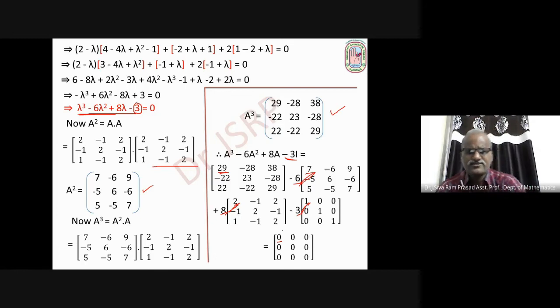Like that you have to get all entries 0. Then only your calculation is correct, otherwise the calculation is wrong, since A should satisfy this characteristic equation. So finally you have to get the 0 matrix. Therefore A satisfies its characteristic equation: A cube minus 6A square plus 8A minus 3I equals 0. So Cayley-Hamilton theorem is verified.